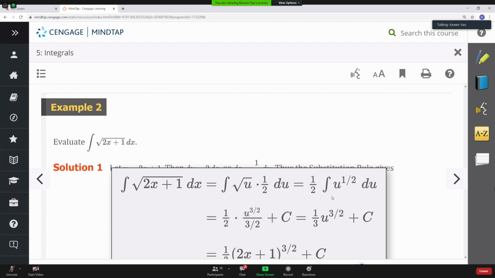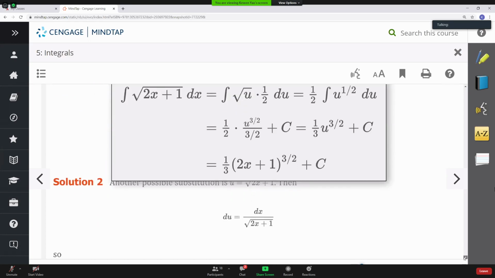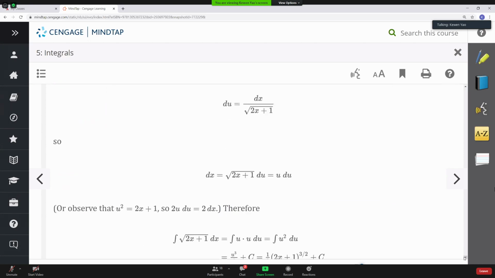This is 1/2 times what? 2 over 3, so it's 1/3. So the answer is 1/3. Replace u by 2x plus 1, so 1/3 times (2x plus 1) to the power 3/2. Okay, the right answer. So we have found it.